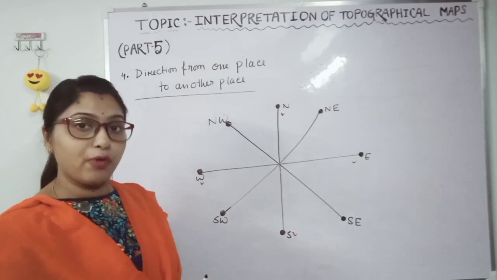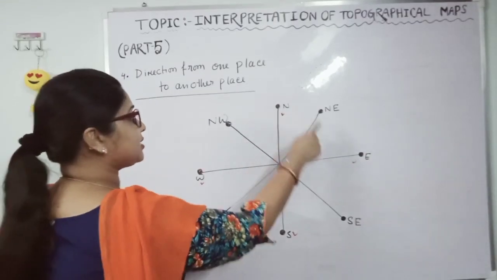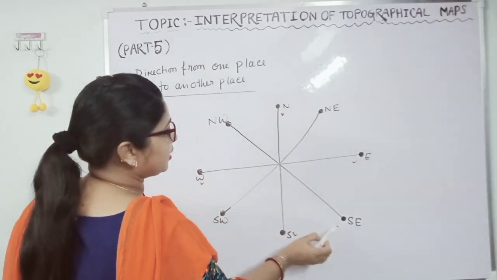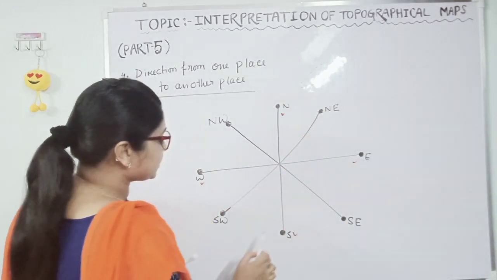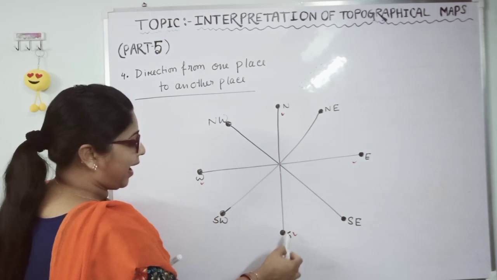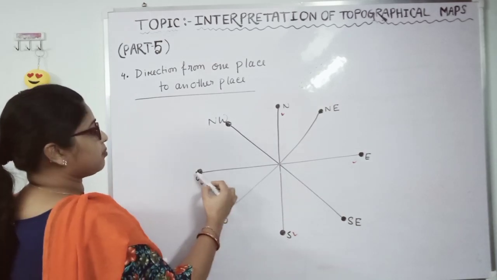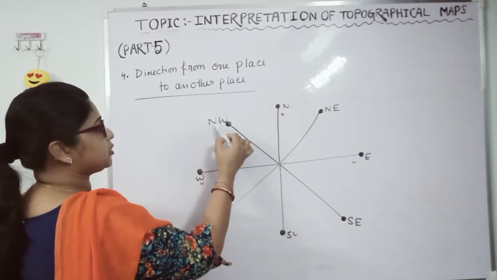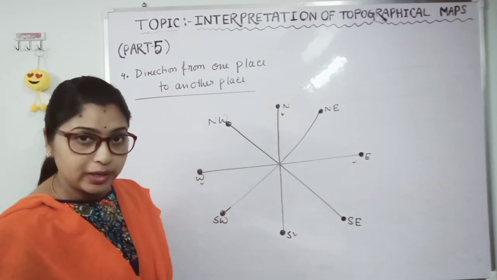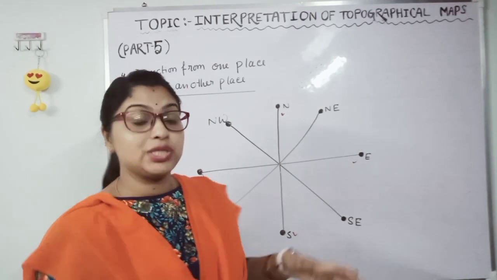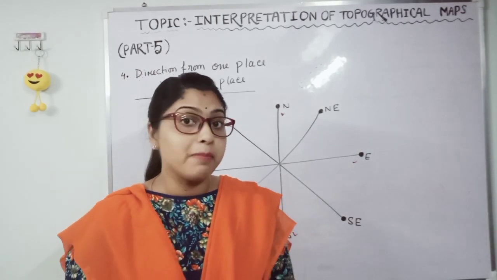These are the main 4 cardinal directions, and the rest 4 I have marked in between: between north and east, northeast; between east and south, southeast, because it is near to south; between south and west, southwest, because it is near to south; and between north and west, northwest, because it is near to north. Okay, so why is this cardinal direction necessary for our topographical map?